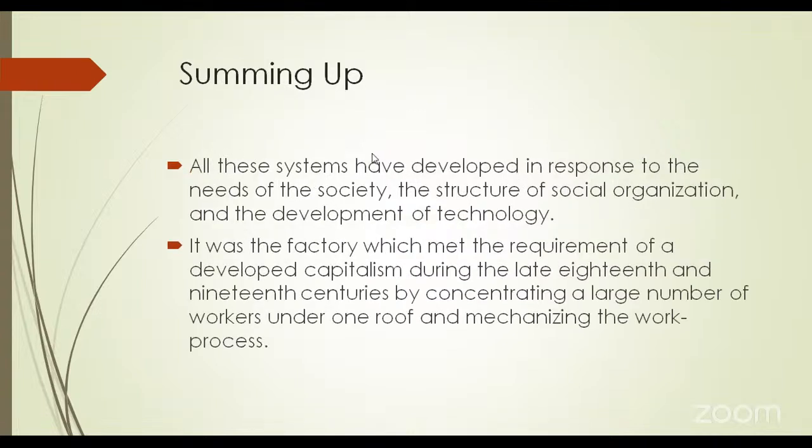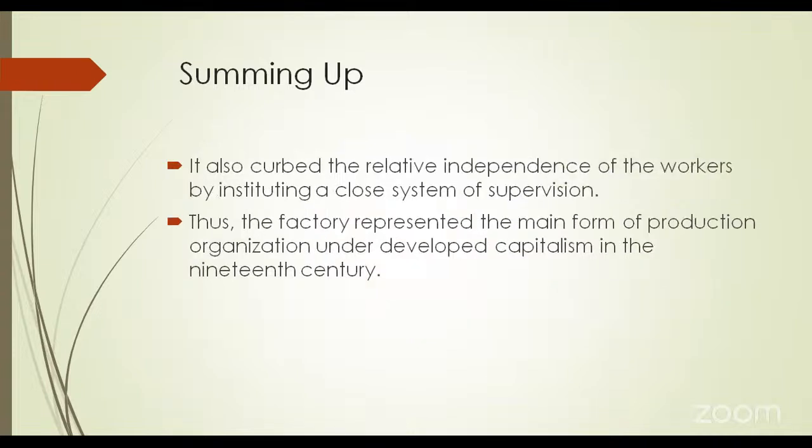Okay, summing up. All these systems developed in response to the needs of society, structures of social organization, and the development of technology. The factory met the requirements of developed capitalism during the late 18th and 19th century, and curbed the relative independence of the worker. So they were all linked to each other. Everything had a consequence. Some were intended, some were unintended. The factory represented the main form of production under developed capitalism in the 19th century.